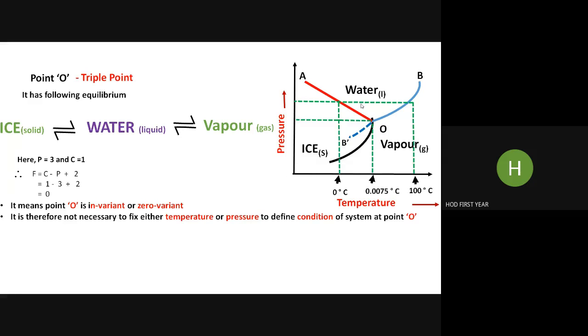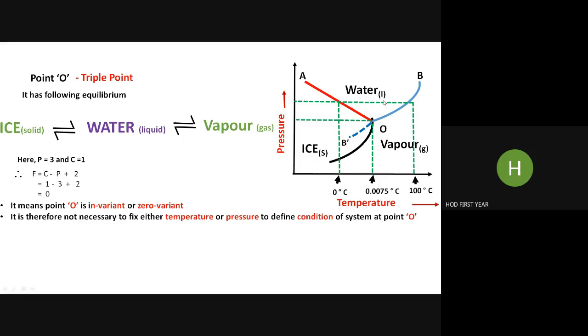See, in case of curve, we got F is equal to 1. So how do we interpret F is equal to 1? Either temperature or pressure should be fixed to define condition of any point on curve OA. OB was also the same thing because F is equal to 1.